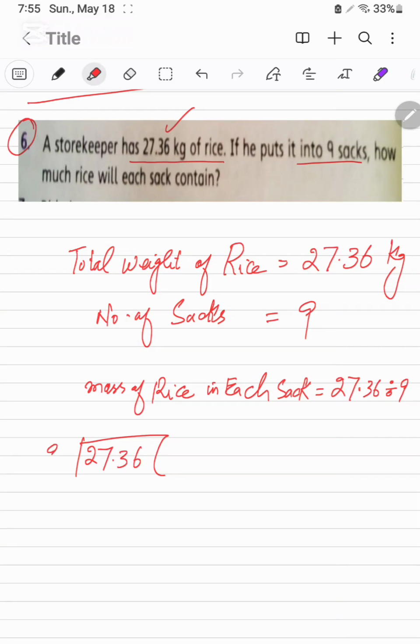27.36 divided by 9. 9 3 times are the 27, and after subtraction it will be 0.